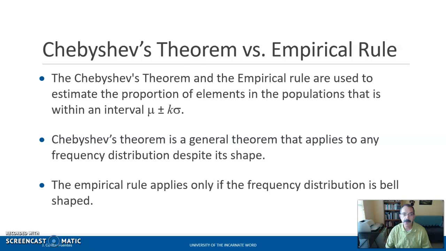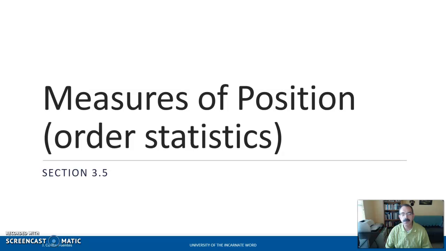And again, just remember that Chebyshev's theorem is used for distributions that are not symmetric and not bell-shaped, and the empirical rule is for distributions that are symmetric and bell-shaped. And that we are always calculating the proportion of values between the mean and a given number of standard deviations. Okay, in the next recording, we'll talk about the measures of position.